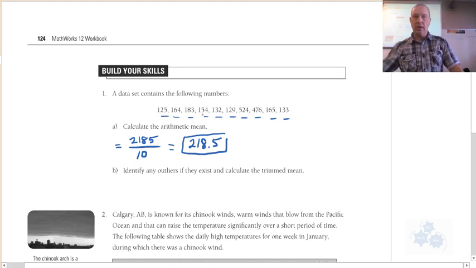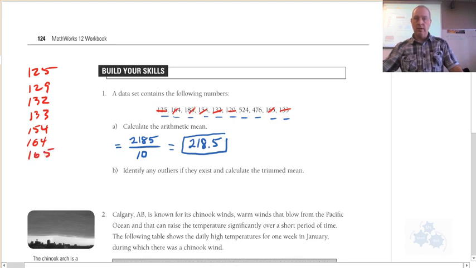What's the smallest number that we see here? Is 125 the smallest number? Okay, what's the next one? 129, is that right? So 129. Next would be 132, and then 133. All right, and then 154. And then 164 looks like. And then 165. Then 183. And look at these last two numbers. Ooh, 476 and 524. Wow.